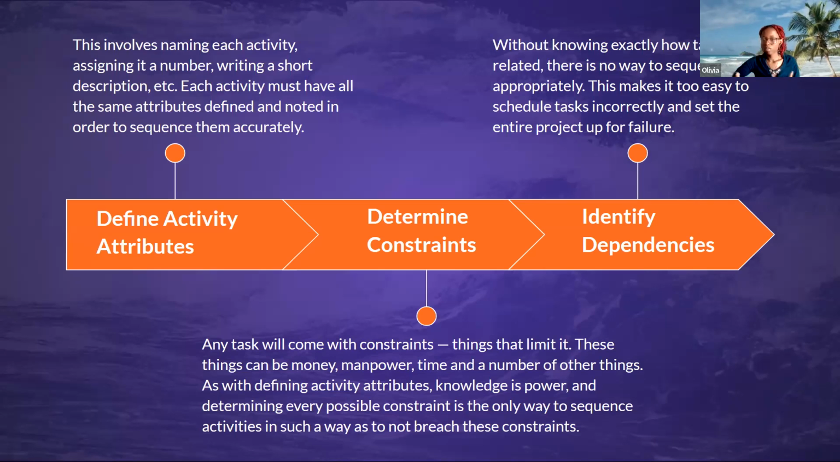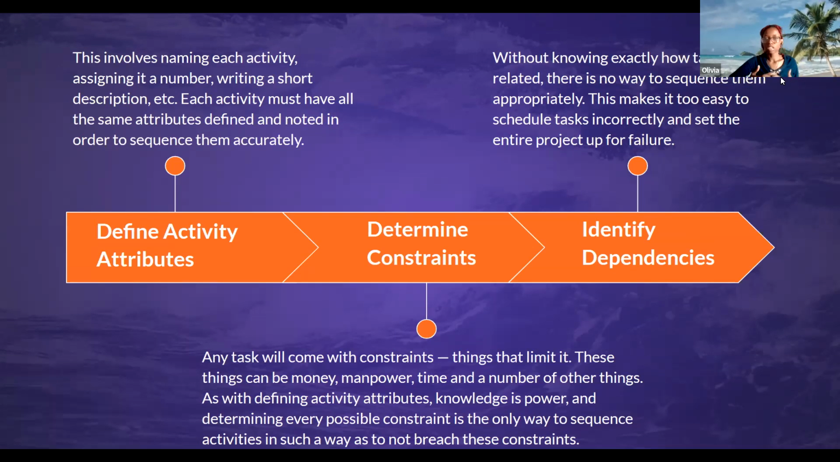The last is identifying dependencies. This means that without knowing exactly how tasks are related, there really is no way to sequence them appropriately. That's why we advise every beginner in project management to always ask questions. It's very important to ask questions because sometimes you're not getting the full picture. You don't actually know what needs to come first and what doesn't, because it's your first time handling those projects.